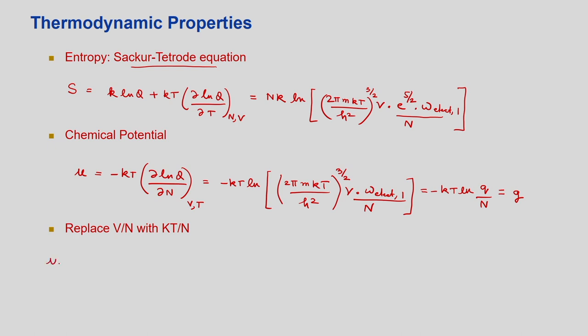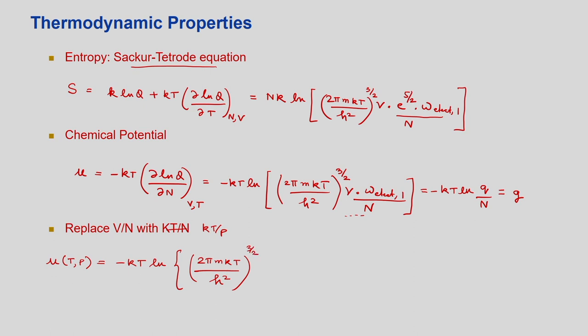Then I can write mu as a function of temperature and pressure, equal to minus kT. Here I will replace V by N with kT by P. Sorry, it should be kT by P. If I replace this V by N with kT by P, what will I get? I will get this expression: ln of 2 pi m kT by h square.